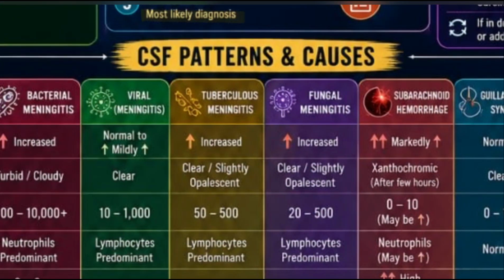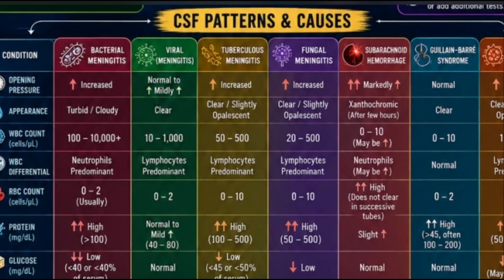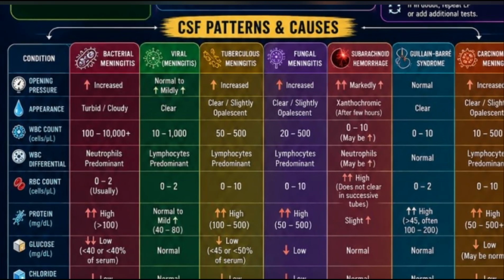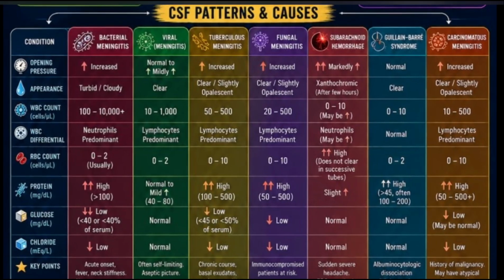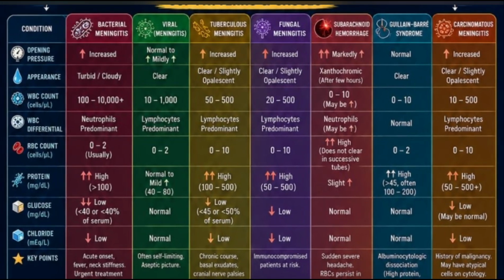Okay, so these are the main CSF patterns we have. These are very important things. If you know how to interpret them and you know the normal values, then you can easily differentiate whether it's bacterial, viral, tuberculous or fungal, or if the patient has subarachnoid hemorrhage, Guillain-Barré syndrome or carcinomatous meningitis. These are the different types, and now we are going to discuss the advanced level.